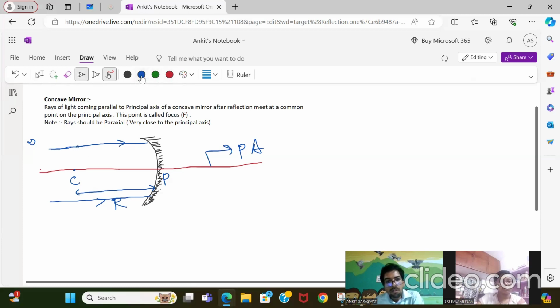Now what is required? A normal. So I will draw a normal from the center of curvature. This is the normal. Yesterday I explained: if you draw a line from the center of curvature to a mirror, it is always perpendicular. So this is the normal, and this angle is theta. Then after reflection, it goes like this. Similarly here, this is the normal, and after reflection it will go like this.